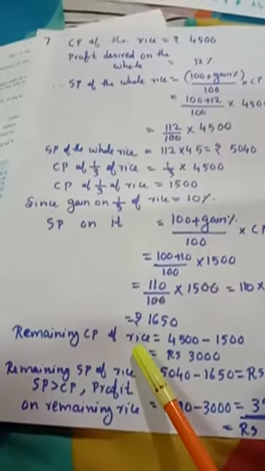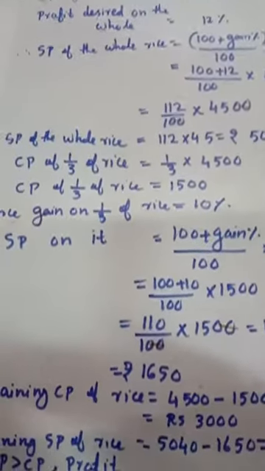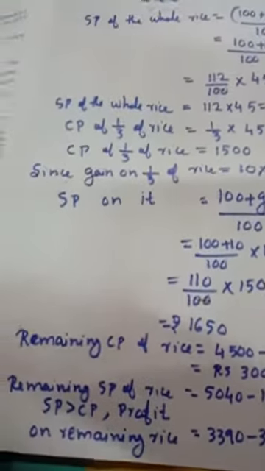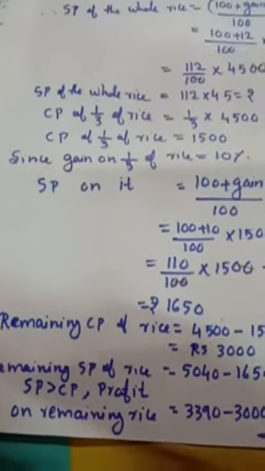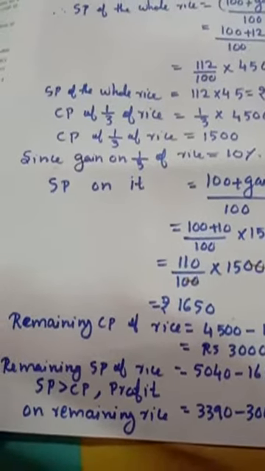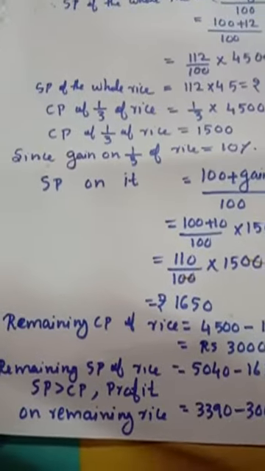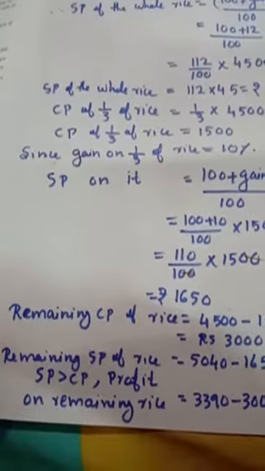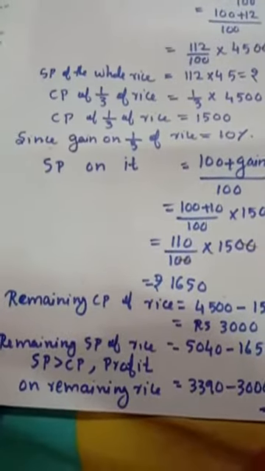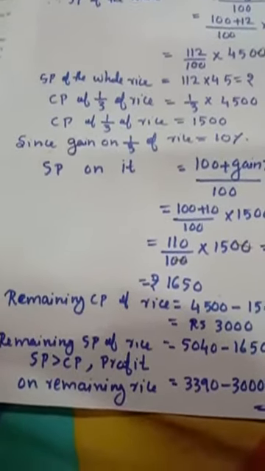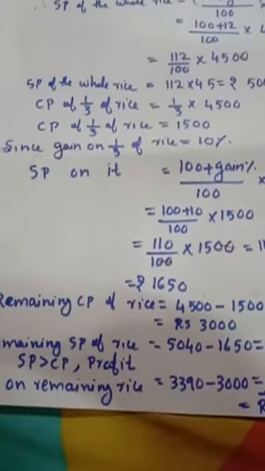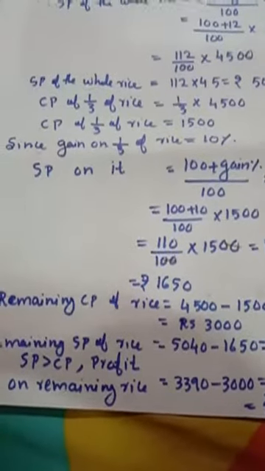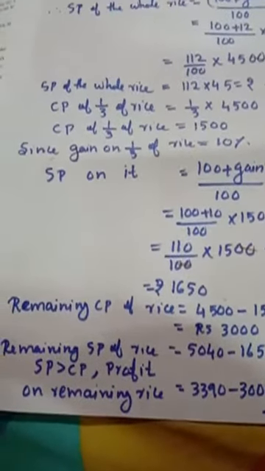So SP of 1/3 of the rice is 1,650. Now we want to find the remaining CP of the rice. Now 1/3 only we sold, and the remaining portion is there. We want to find the remaining CP. Then we want to find the remaining SP and by what percentage we must increase it to get the whole gain, the whole profit of 12%.